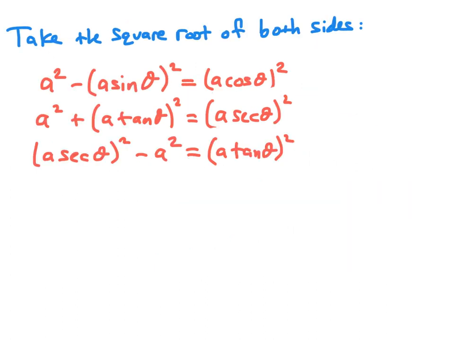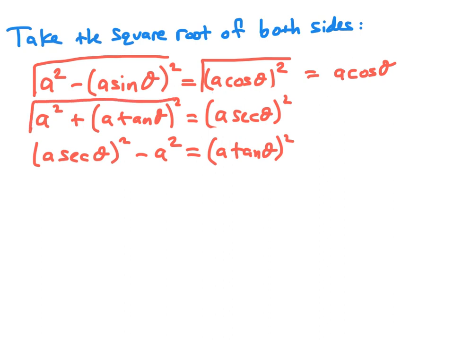Now that we've introduced a into each of our equations, we can take the square root of both sides for each of these equations. So for the first one, if we take the square root of both sides, the right-hand side simplifies as a cosine of theta because the right side is a perfect square. For our second equation, the right side becomes a times the secant of theta.